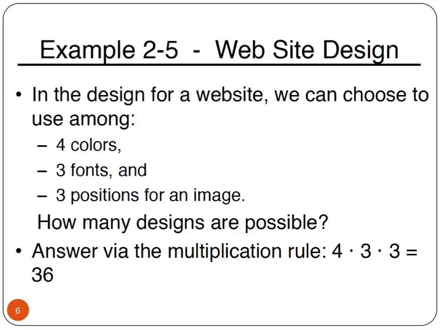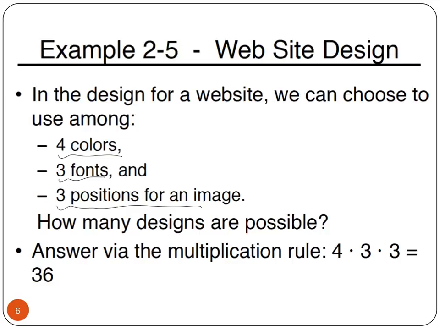Here is an example. Assume that you are designing a website and there are a few options that you can use. So there are different colors. There are 4 colors you can select as the background, for example. There are 3 possible fonts that you can use for the text in the web page, and there are 3 possible positions for the main image of the web page that you can use. So how many possible designs do you have for this web design?